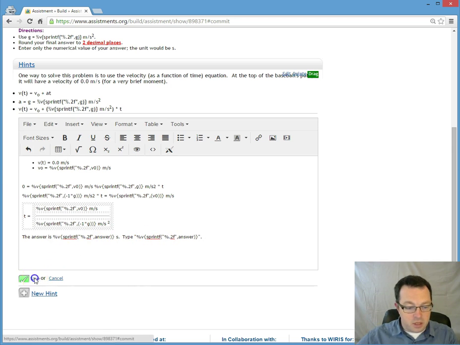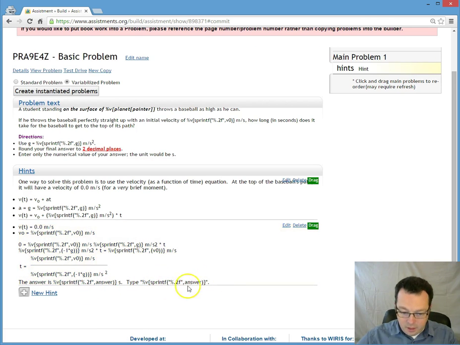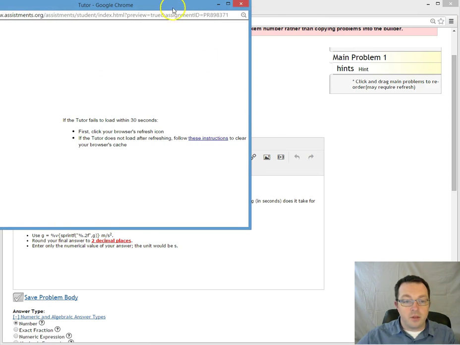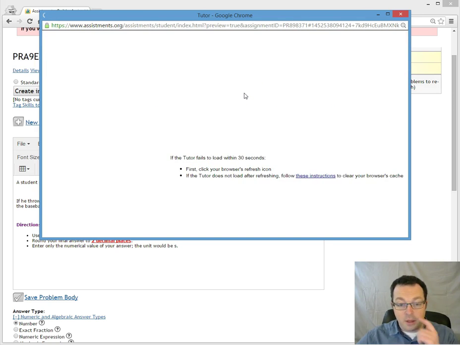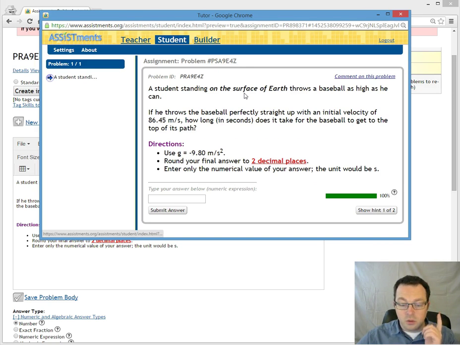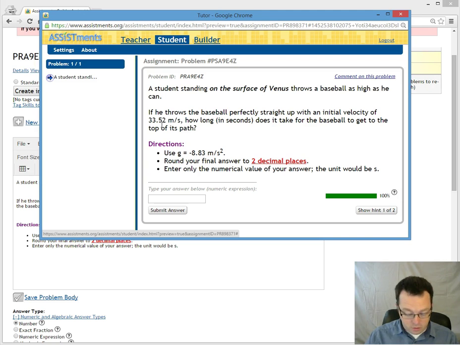I was always a stickler as a teacher with how I wrote my problems, so that carries over to what we do here. So if we test drive now, all right, we happen to be on Earth. That's boring. Let's go to Venus. All right, so we're going to throw 33.52 with a gravity of 8.83 again. Calculator says 3.796. So we're going to round that to 3.80.